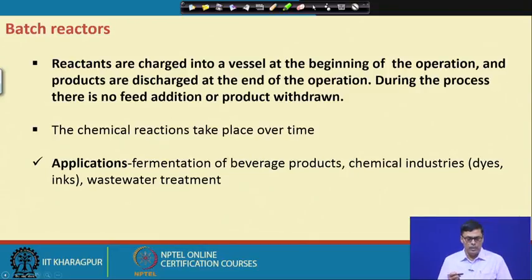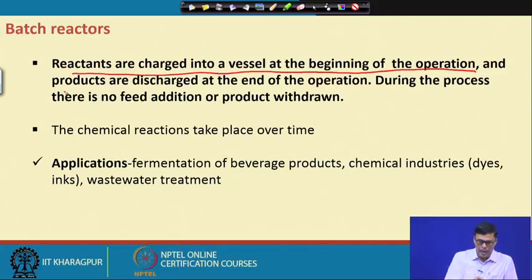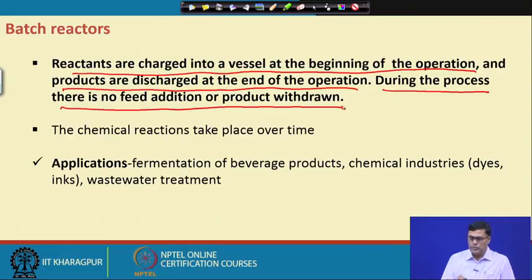Let us look into the batch reactor that we have. In a batch reactor, the reactants are charged into the vessel at the beginning of the operation, and the products are discharged at the end of the operation, and during this process there is no feed addition or product withdrawal. So, this is exactly what I told, and a batch system is very easy to operate. You just take the substrate and put it in the reactor and let the reaction take place. After the reaction is over, you take it out. This is called a batch process.